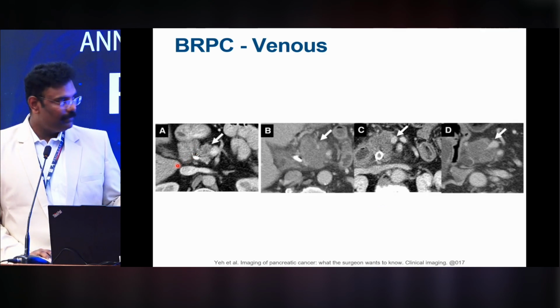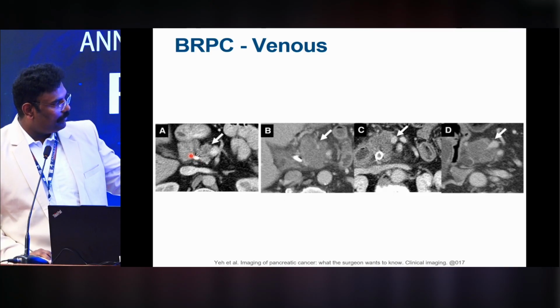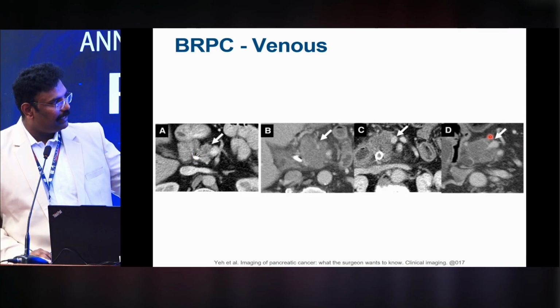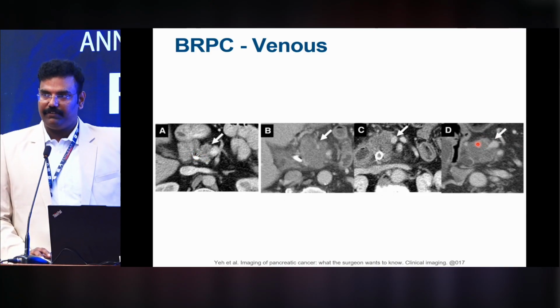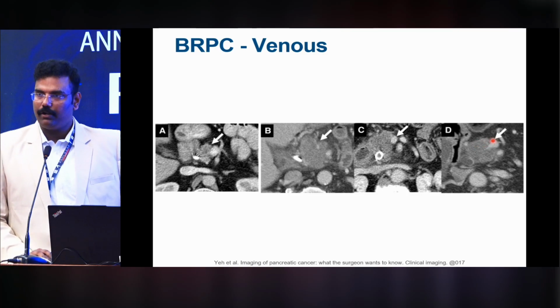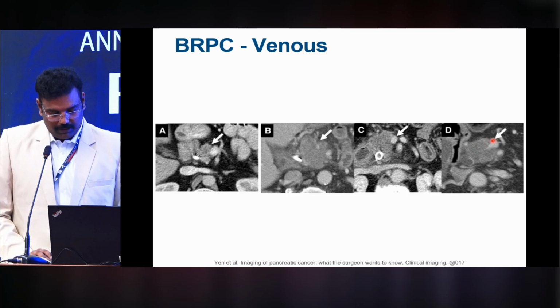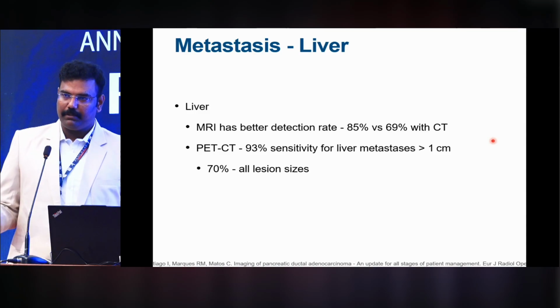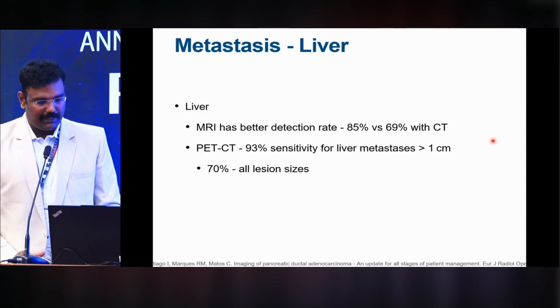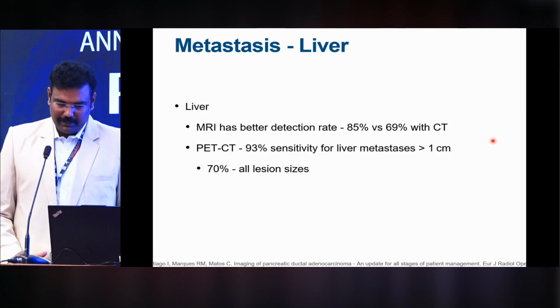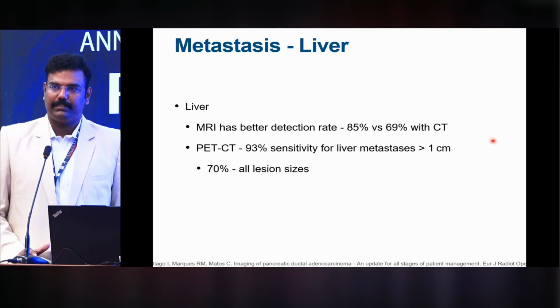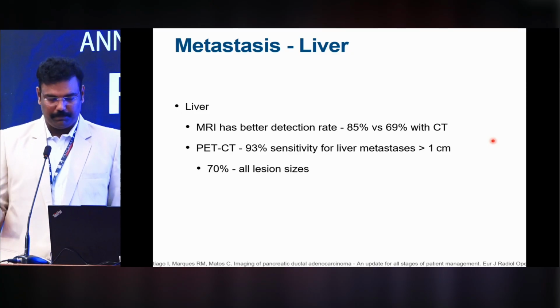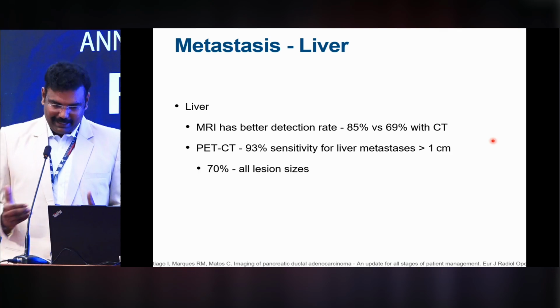Coming to venous, we can have anything from abutment, encasement to something like this, where the portal vein itself is distorted. This is a typical teardrop sign, which more or less indicates a portal vein involvement. So, after resectability, we would like to assess the metastatic part. The liver MRI has a generally better detection rate when compared to CT, especially with small lesions. PET scan again can add value.